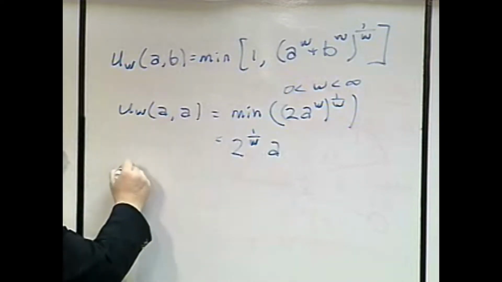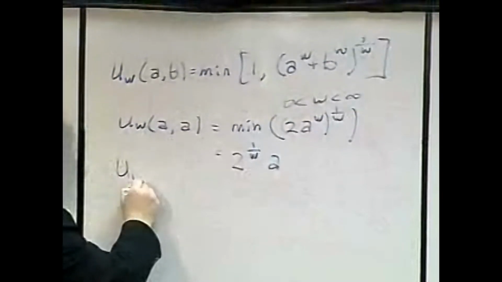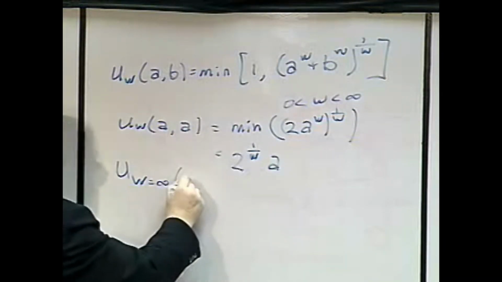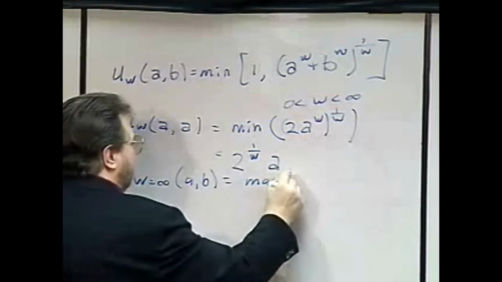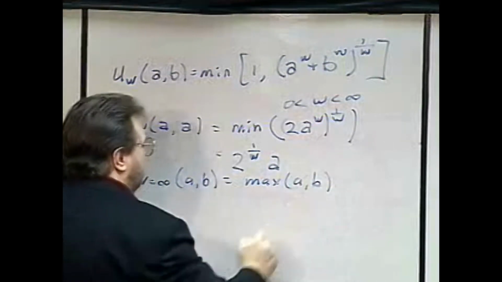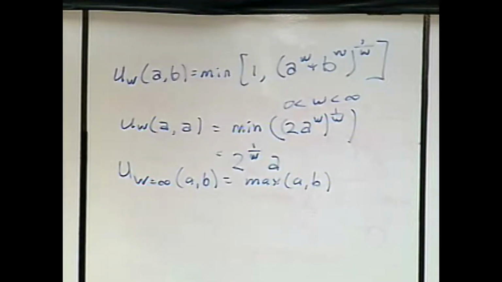We also ended up last time by showing that U for w equal to infinity of A and B was equal to the Zadeh union, which was the max of A and B. Right? Is that okay?